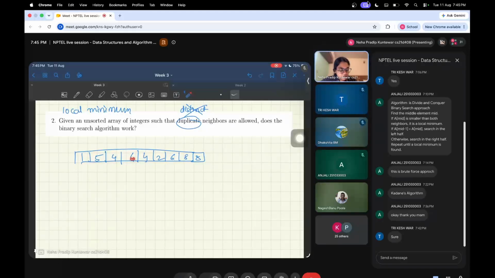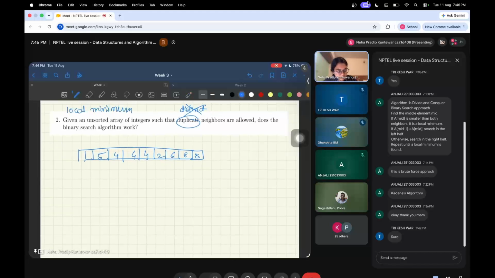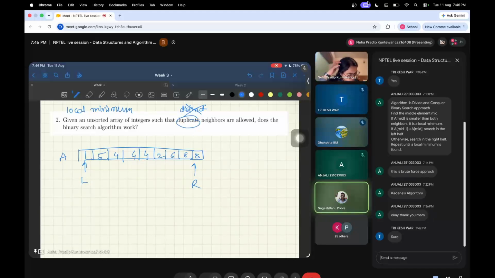For example, let's say this element is 4, its neighbors can be 4, but then you cannot have a 4 here. If you have repeats, you will have a block of repeats. So let's try to apply the algorithm here itself. Let's say this is the array, and this is your left, this is your right. So what is the mid?